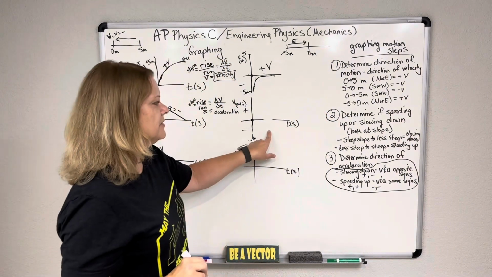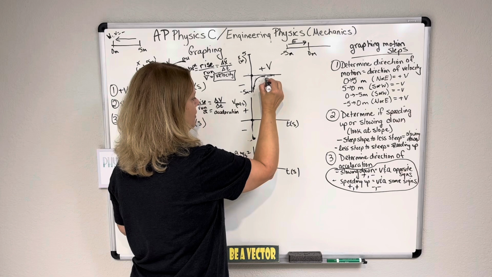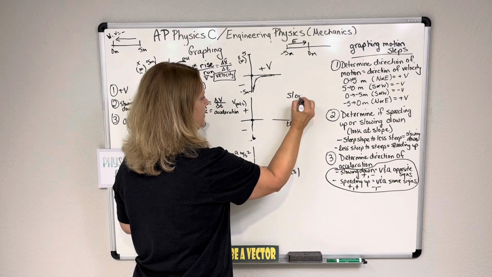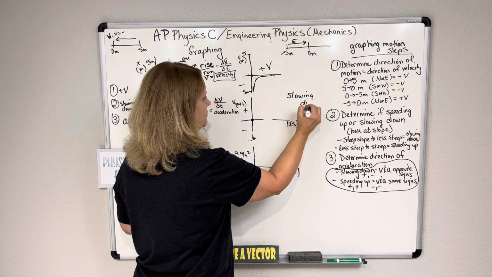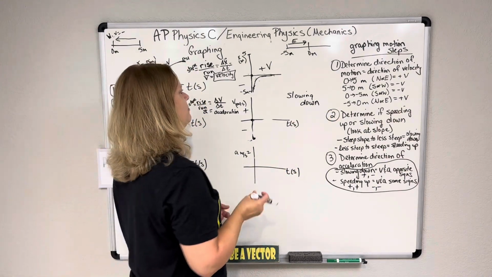Now I need to determine if I'm speeding up or slowing down. Again, fast, fast, slow. So I am slowing down. And you're like, hey, all you have done is slowing down. What does speeding up look like?